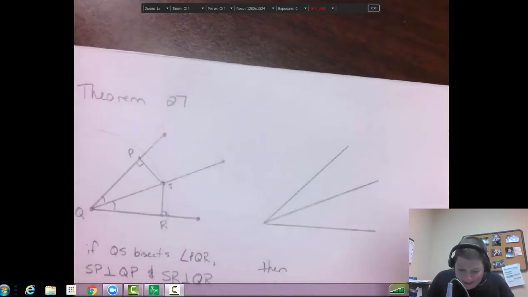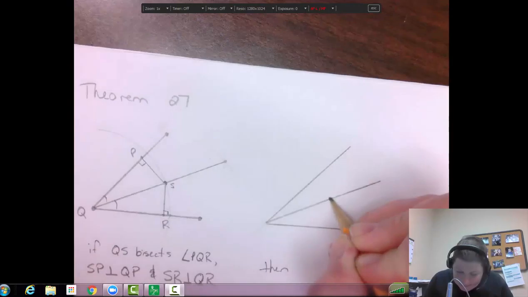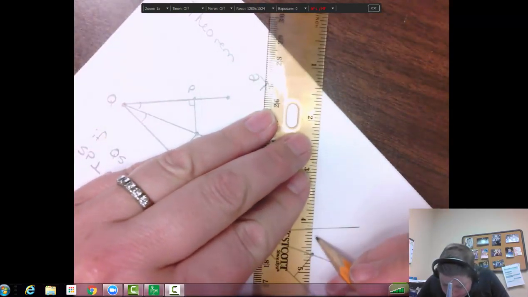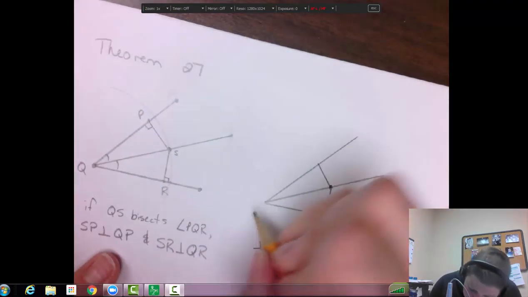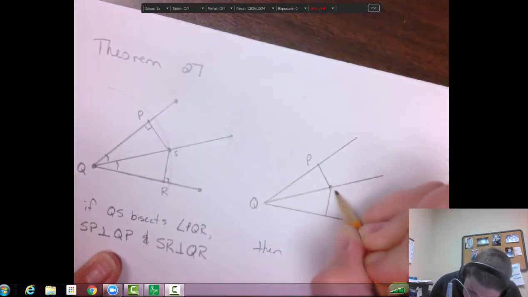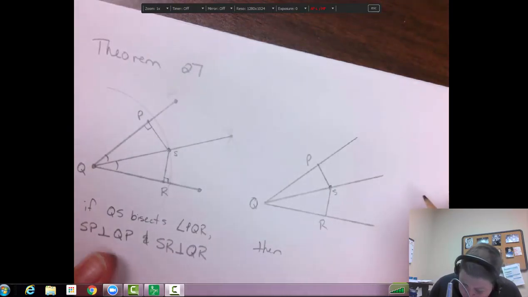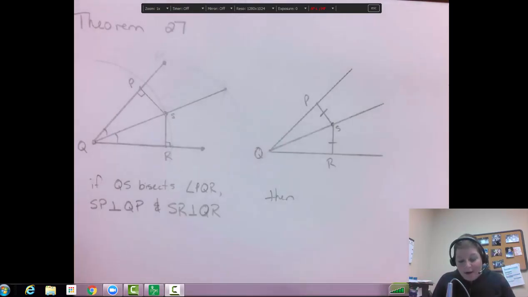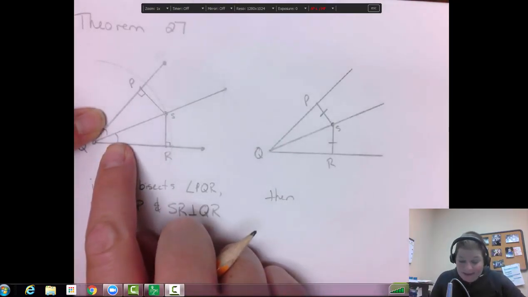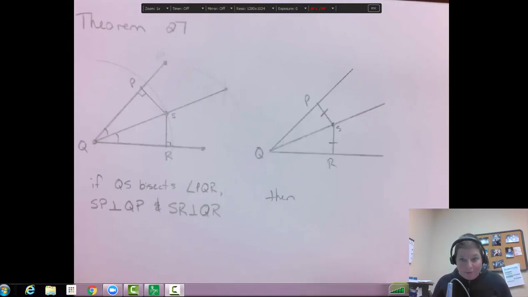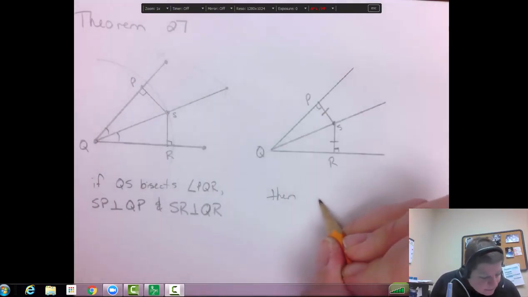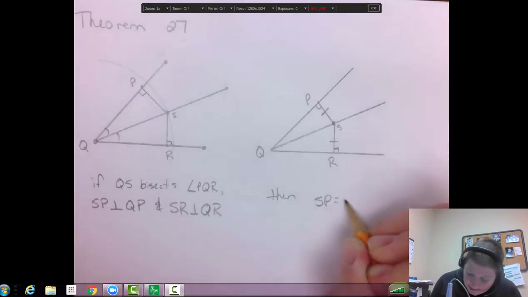Hey, not bad for freehanding it. Okay, so this is S, and this one's perpendicular. This one's perpendicular. And we have our labels Q, P, S, R. Then we know that these two are congruent. So the theorem tells us, if these happen to be congruent, then these are congruent if they're perpendicular to the sides. Then SP equals SR.